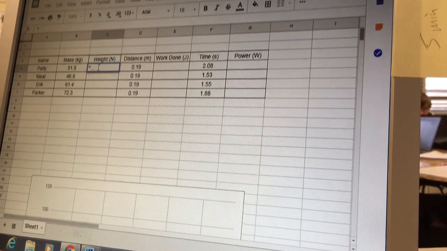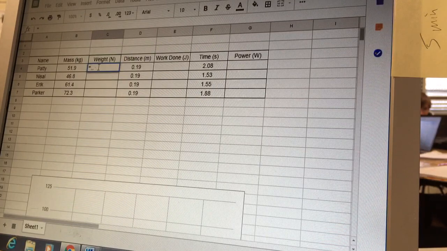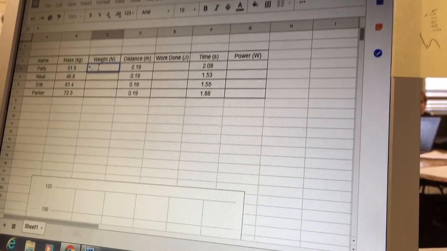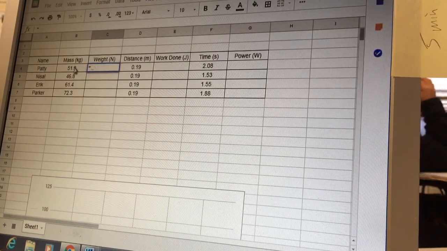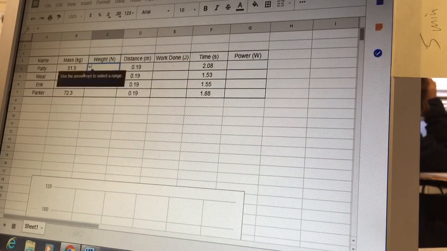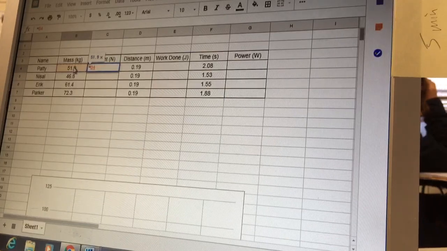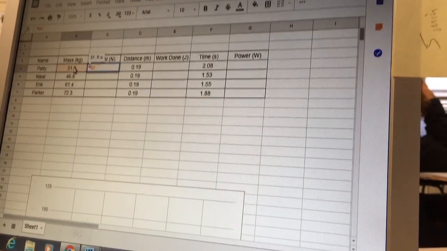What's the equation for weight? Mass times the acceleration from gravity. Where's the mass for Patty? Where's Patty's mass? There's a couple ways to tell Sheets to use this mass. I can have the cursor blinking here next to the equal sign, and I can actually click on the cell, and notice what happens. What did it put in here? B4. All right, it put B4 right here.